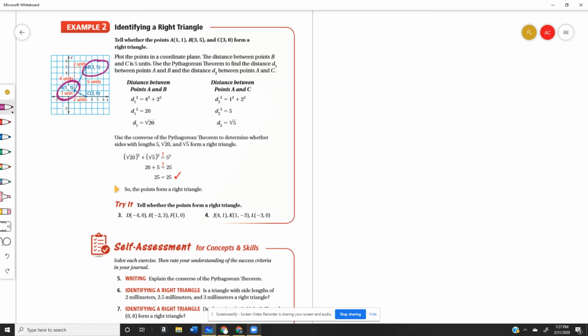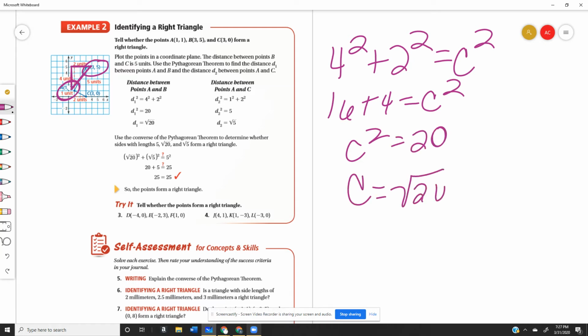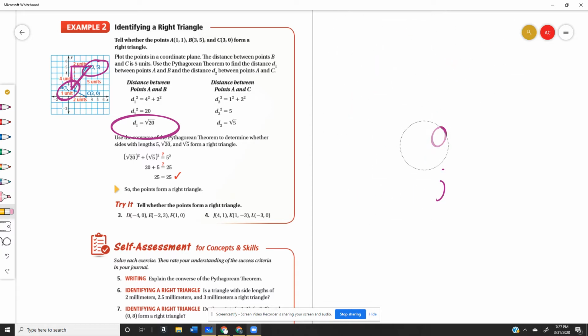We know that this triangle right here has side lengths of 4 and 2. So we're going to say 4 squared plus 2 squared equals C squared. So that's 16 plus 4 equals C squared, and so C squared equals 20, and C equals the square root of 20. We're just going to leave it like that. So that's where that first part comes from, that's how they found that. I'm just going to leave that circled, and erase so I can find the other piece now.